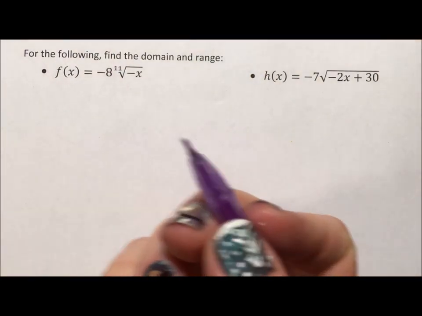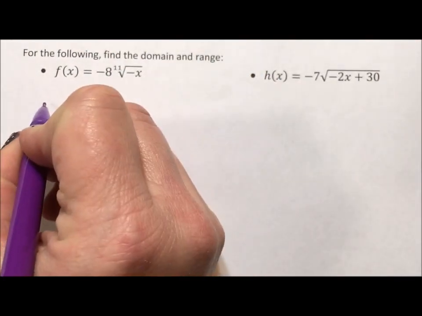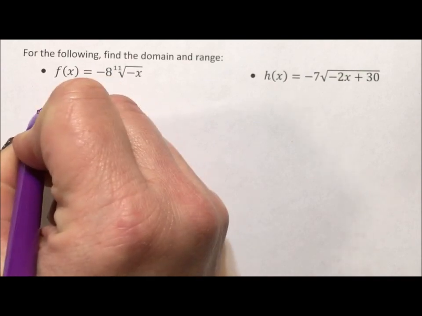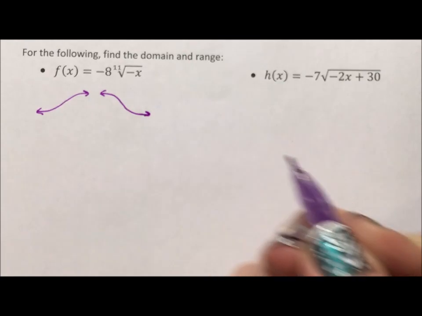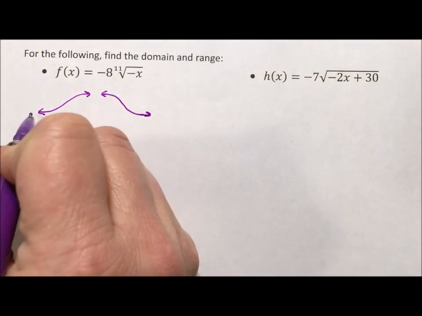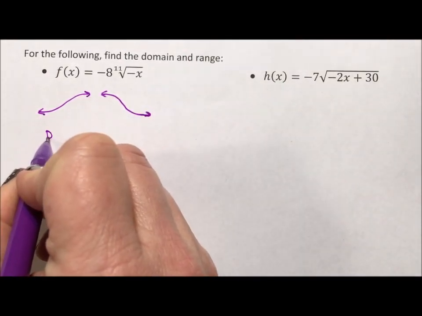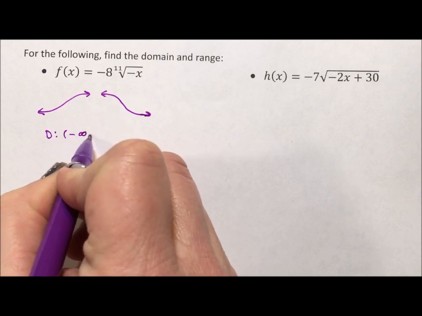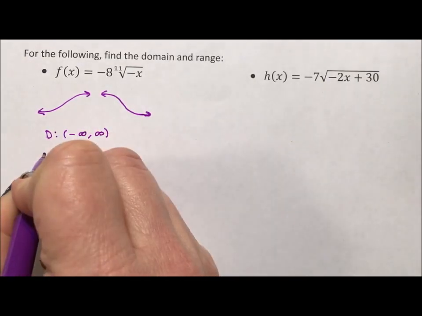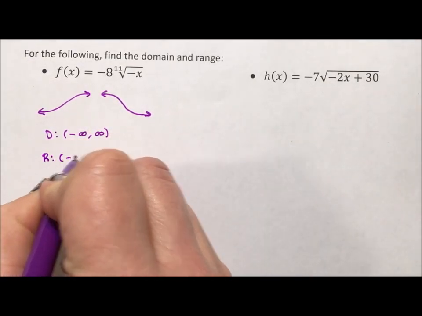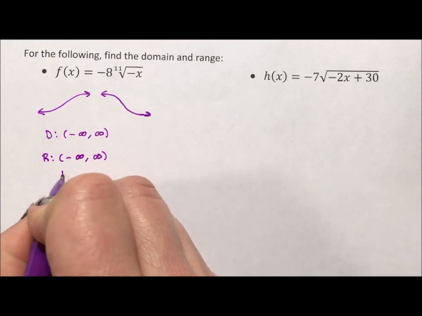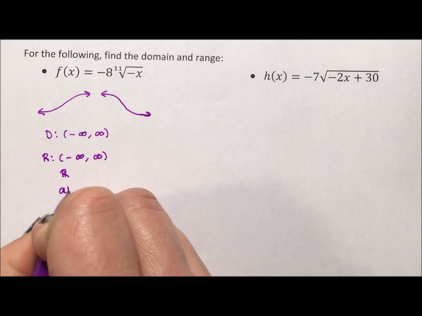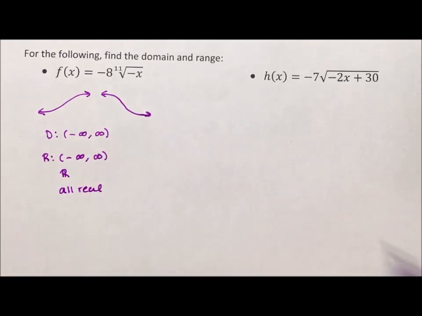This is an 11, which means it's odd, which means the graph is going to either look like this or like this, which means there are no restrictions on the domain and range. We can see each of these graphs go forever left and right, all real for the domain, and forever up and down, all real for the range. Now, you are welcome to do interval notation, double bar R, or the words all real. All of them mean the same thing.